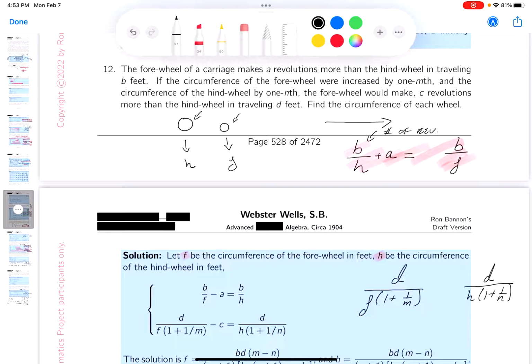Well, let's write this down. There's some relationship between this number of revolutions. Who does more revolutions? Let's read it again. The forewheel makes more. So what do I have to do? I've got to add to the hind wheel. How many revolutions? C. Now, I had to jam that in there, by the way. I hope you know what I'm saying, plus C.